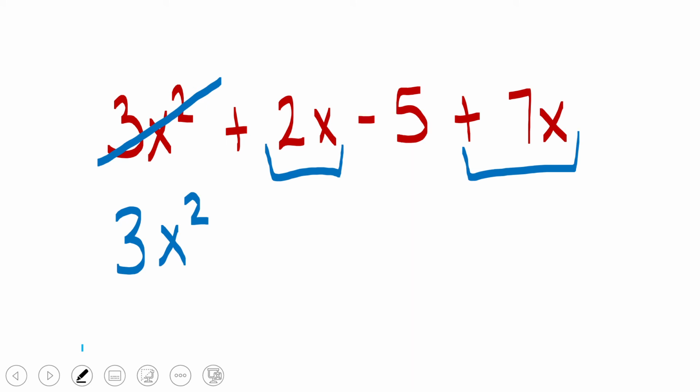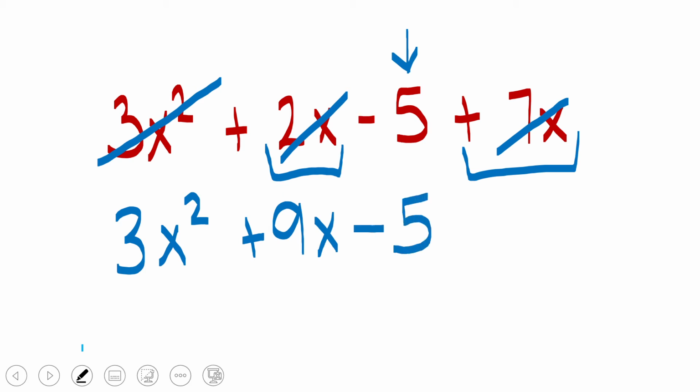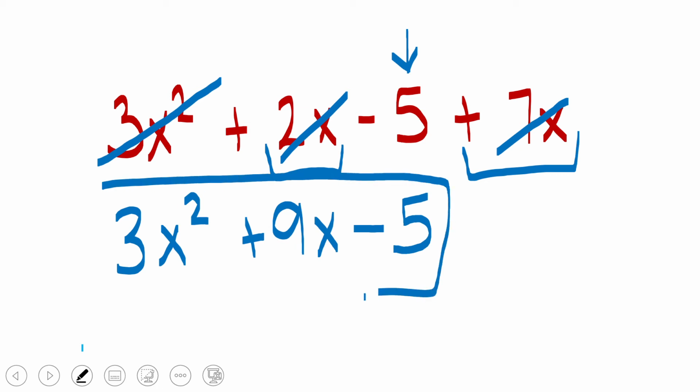So we say, okay, we can add these. 2 plus 7 is 9 with the same unit behind it, x. Plus 9x. We've addressed these. Now, the only term left is a negative 5, and it has no other like terms, so we subtract 5, and this is our final solution because there is no information for what x is, and this is as far as we can simplify this problem.